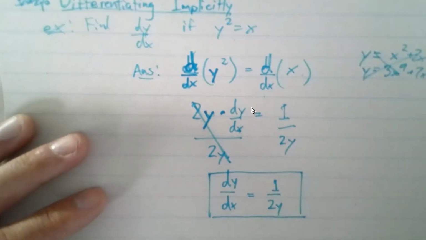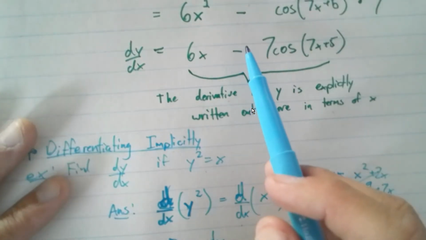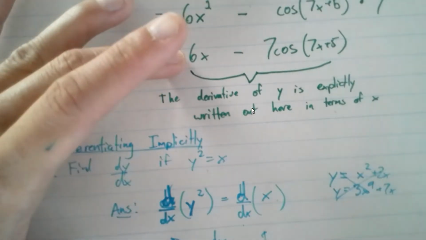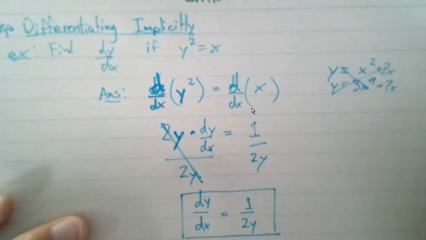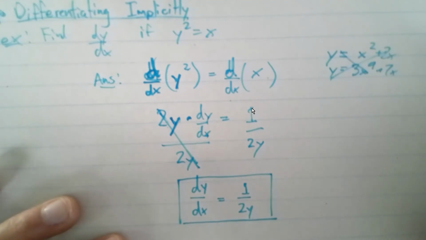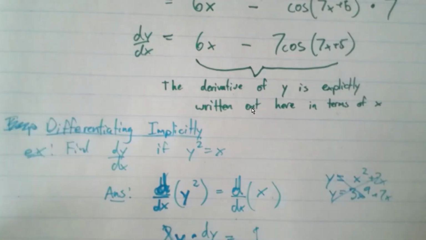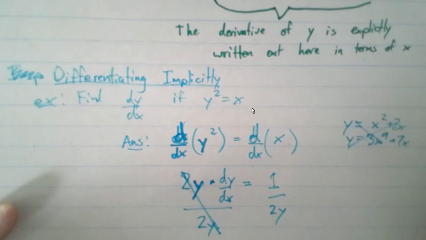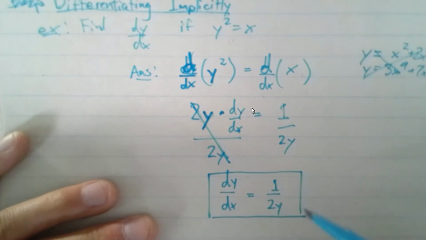Okay? So dy over dx is now equal to 1 over 2y. How is this different than something that we had before? I'm not asking for anything crazy. Just look between this answer and this answer. What's really the big difference here in these two derivatives? Anybody see any big differences between this guy and this guy up here? Namely, the fact that there's a y in your derivative.